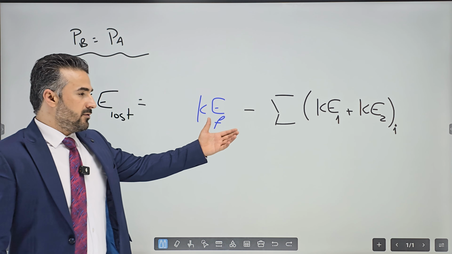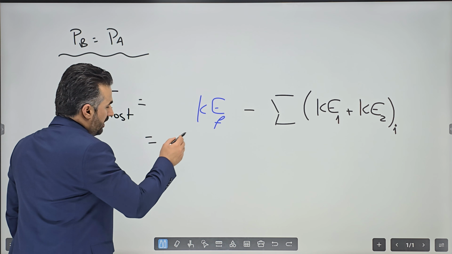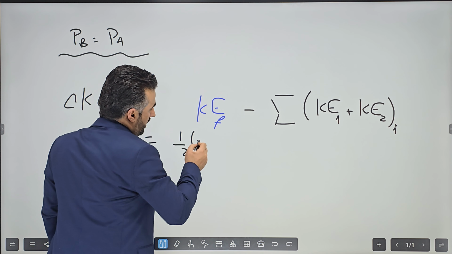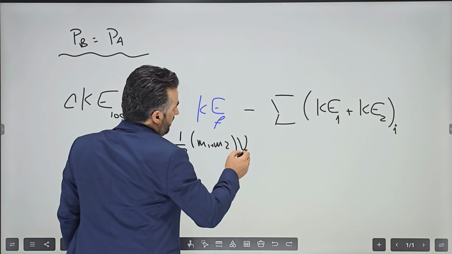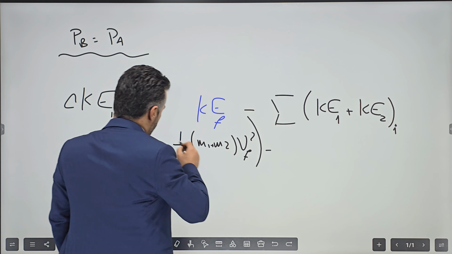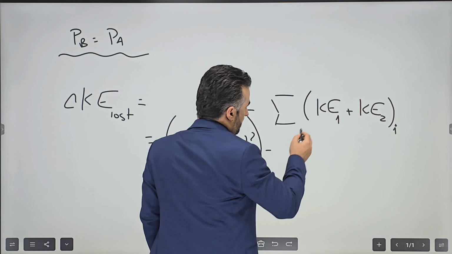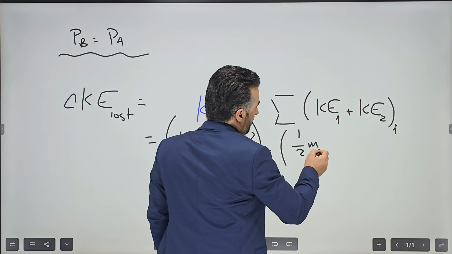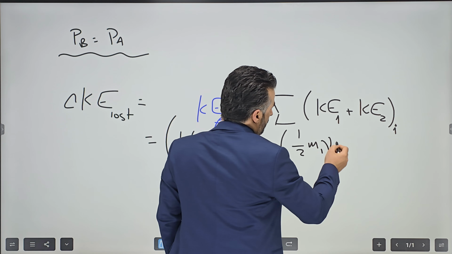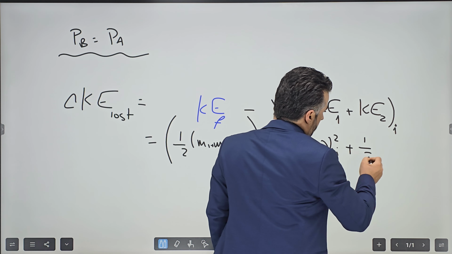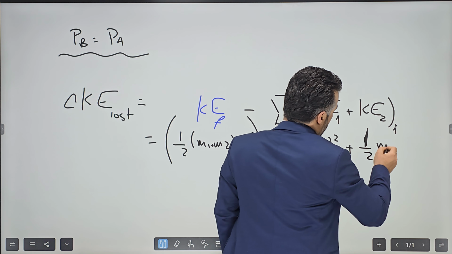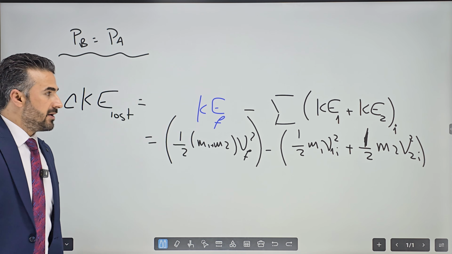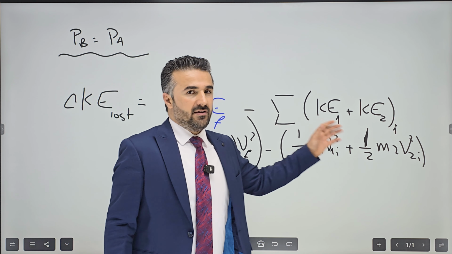For each one of these, of course, you're going to write the equation. For the kinetic energy final, because the two objects stick together, we can say one half of (m1 plus m2) times v final squared, minus the sum of the kinetic energies, which is one half m1 v1 initial squared, plus one half m2 v2 initial squared. So this is the equation that we're going to use, the kinetic energy before and after.